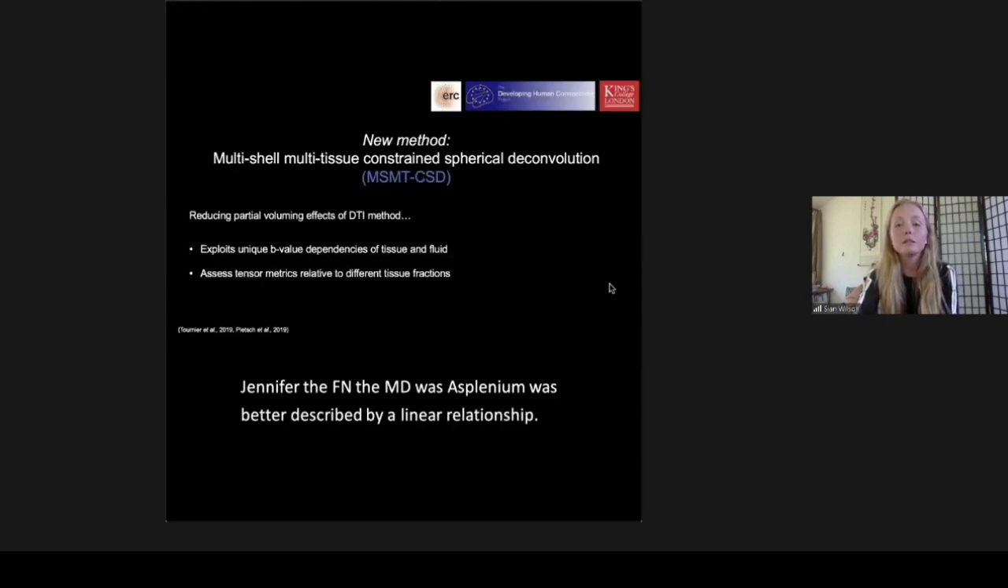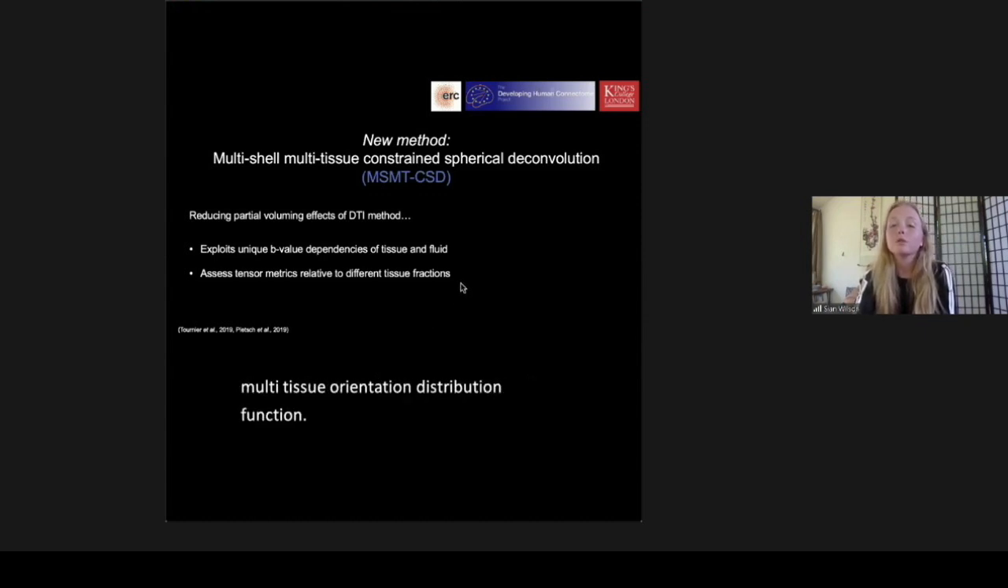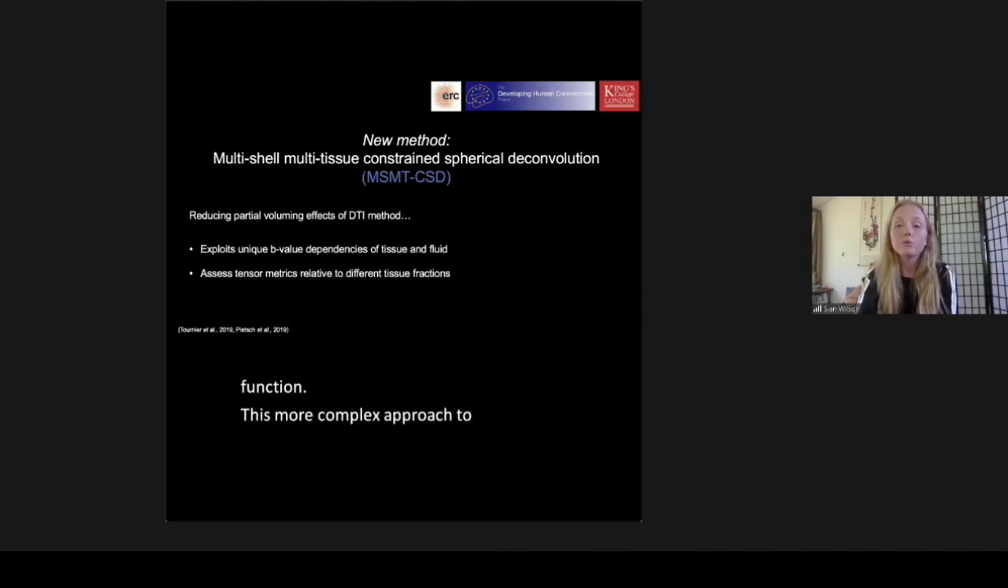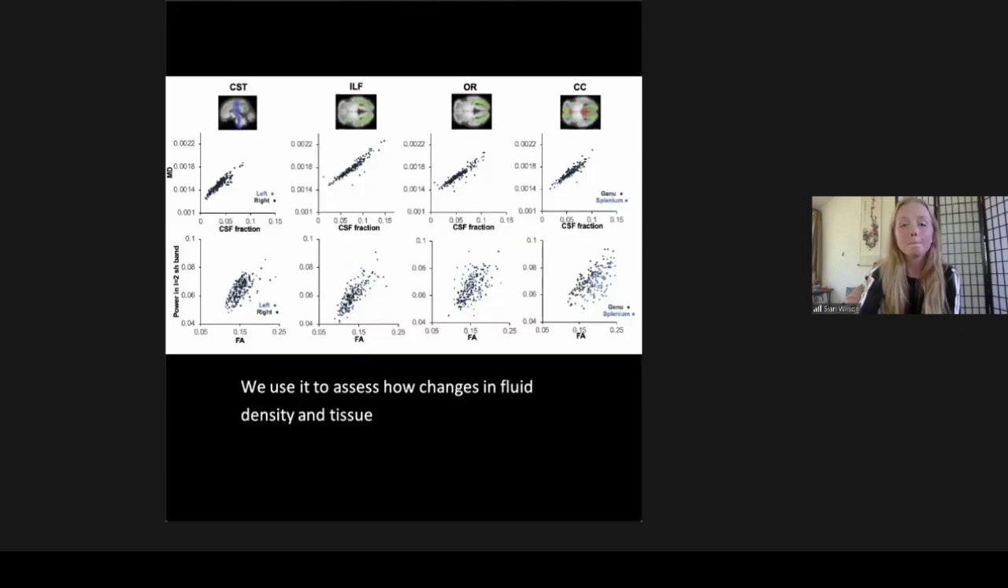To overcome the limitation of the diffusion tensor model, we modeled the diffusion-weighted imaging data using multi-shell, multi-tissue constrained spherical deconvolution, exploiting the unique b-value dependencies of tissue and fluid to estimate a multi-tissue orientation distribution function. This more complex approach to modeling diffusion-weighted images improves the precision of fiber orientation estimates at tissue interfaces. We used it to assess how changes in fluid density and tissue anisotropy correlated with tensor metrics.